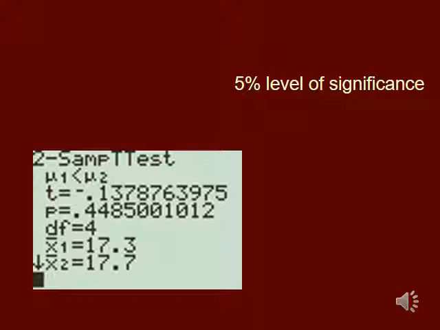This one is a really, really large number. It's 0.4485, which basically means that there's a 45% chance that we're wrong if we say this is significant. And that's a pretty big answer. It's definitely way more than 5%, and that's why no, there is no way that this is a significant result.